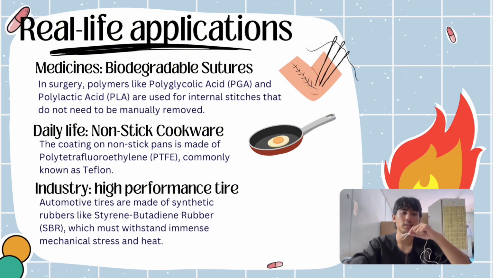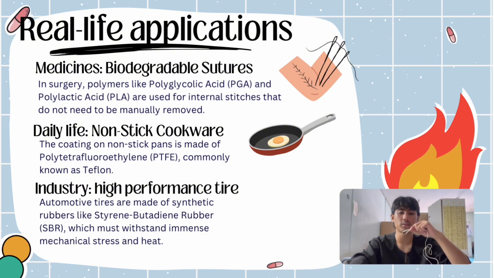So the second part is the daily life. So we use the non-stick cookware. The coating on non-stick pans is made of polytetrafluoroethylene (PTFE) or commonly known as Teflon. So the chemistry concept behind this non-stick cookware is the electronegativity and also the carbon-fluorine bond strength. So fluorine is actually the most electronegative element, and the carbon-fluorine bond is incredibly strong and also stable.